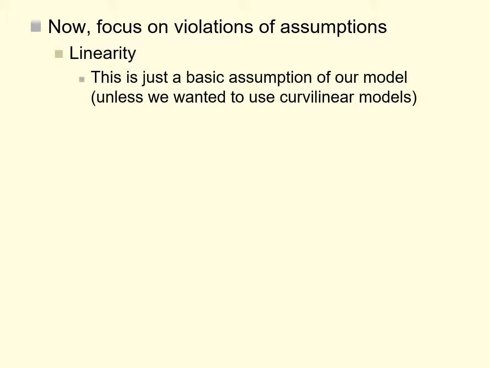Speaking of violations of assumptions, let's focus on some of those. Well, I talked about the assumption of linearity, and I made the point already that this is just a basic assumption of the type of model building and model comparing that we're doing. We're not working with curvilinear models. So there's no real way to evaluate this assumption. We just have to think a little bit about the theories that we have for the particular variables that we're studying, and ask, is it the case that we can assume straight line relationships between them?